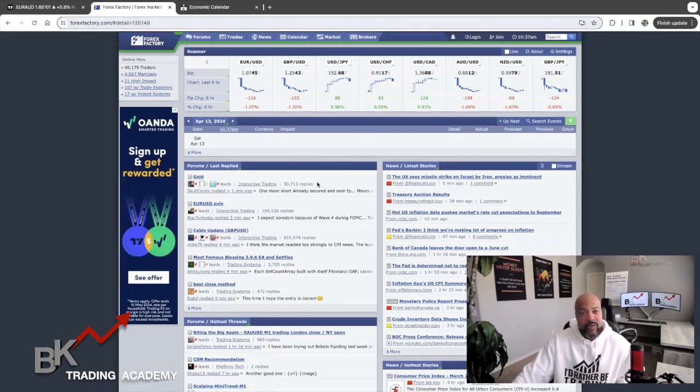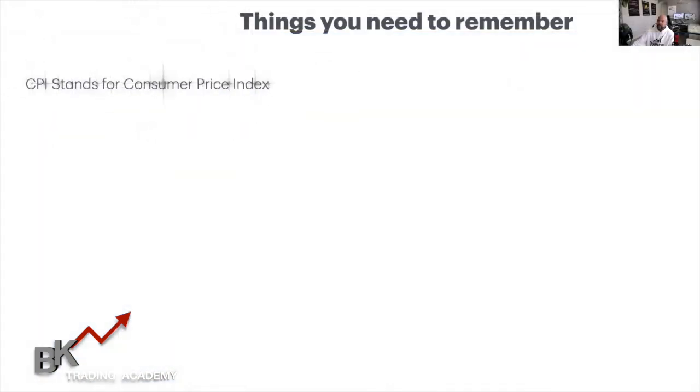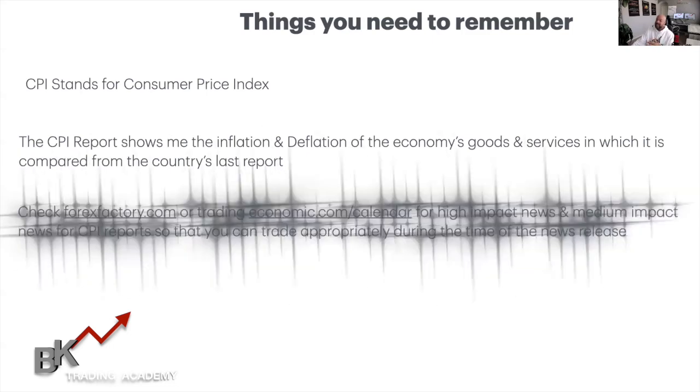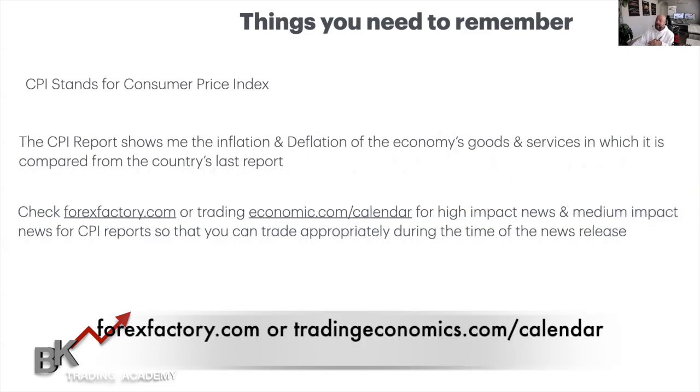So you want to be careful, guys, when the CPI report comes out. This is fundamental trading, and not just CPI, other news that are important to a currency or even to a stock in this case. So there are three takeaways that I want you to take here when it comes to the CPI report. The first thing we need to remember is that CPI stands for Consumer Price Index. The second thing is that the CPI report shows me the inflation and deflation of the economy's goods and services, which is compared from the last report. And then lastly, check forexfactory.com or tradingeconomics.com/calendar for high impact news and medium impact news for CPI reports so that you can trade appropriately during the time of the news release.